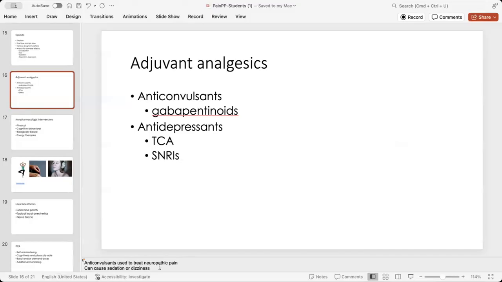Some antidepressants, your tricyclic antidepressants. Those are going to block neurotransmitters, norepinephrine and serotonin, and that is going to help with pain. Examples of tricyclics are amitriptyline and also nortriptyline. They can cause dry mouth, sedation, hypotension, so when you're assessing that, you're teaching your students about it. And then SNRIs.